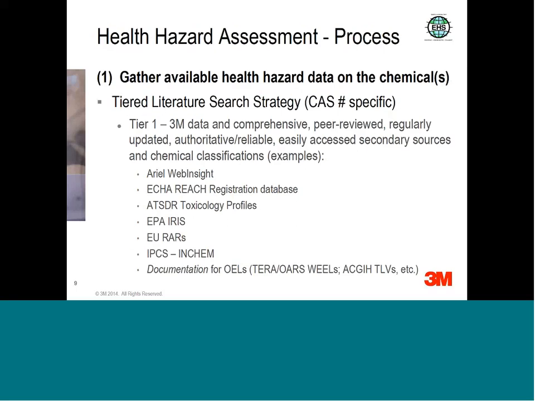The general process that we use at 3M, and a lot of companies use globally actually, I will go through in the next few slides. The first is we gather available health hazard data on the chemical. And here at 3M, we use what we call the tiered literature search strategy, and it's CAS number specific for the vast majority of the chemicals we deal with.